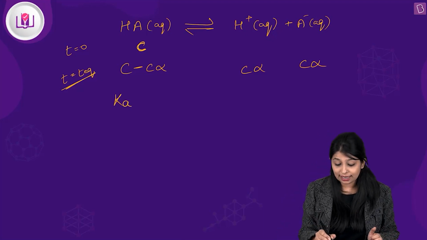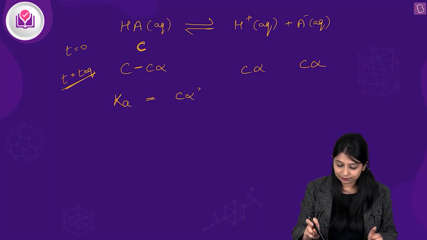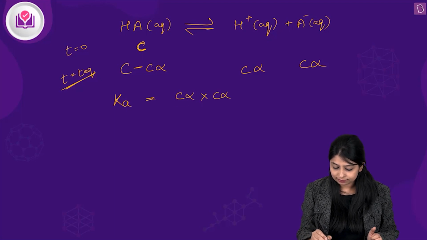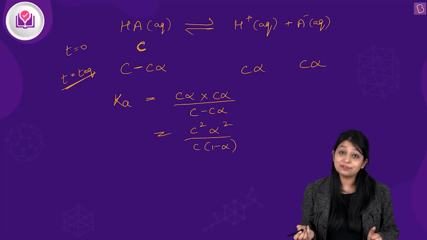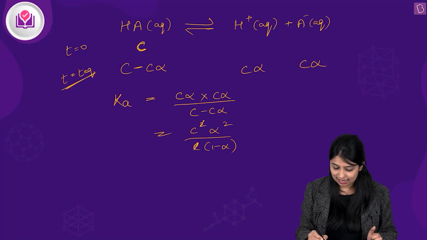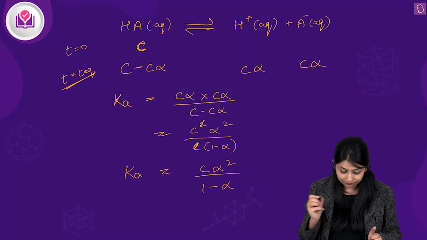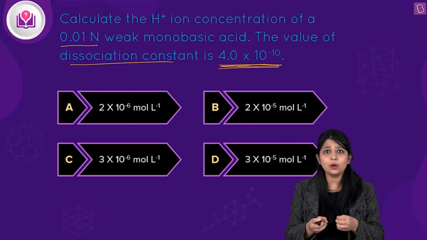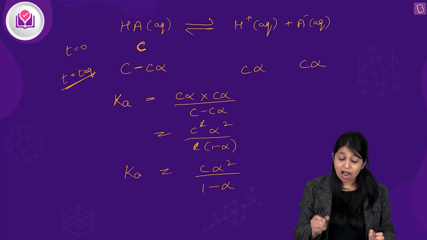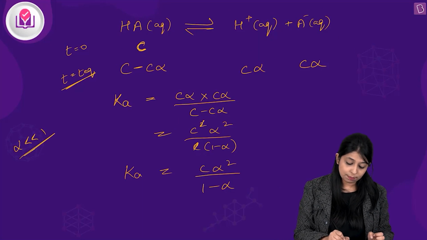And what do we know? We know that Ka, that is the dissociation constant, is equal to C alpha into C alpha divided by C minus C alpha. So this will be equal to C square alpha square over C into 1 minus alpha. I have taken C common, so this C cancels out. So we get C alpha square upon 1 minus alpha as Ka. Now if you look at the value of dissociation constant, this is very, very low, which makes alpha value very, very low. So alpha is very small as compared to 1.